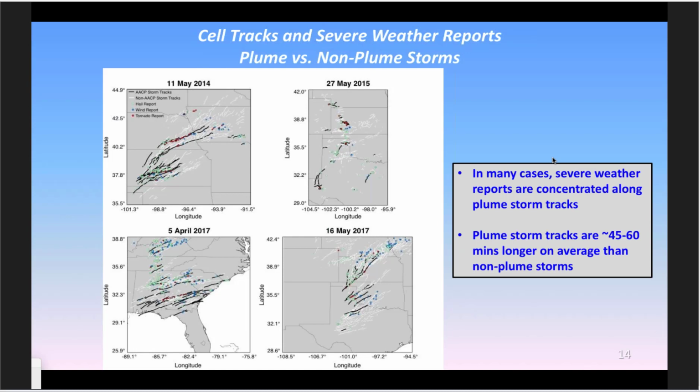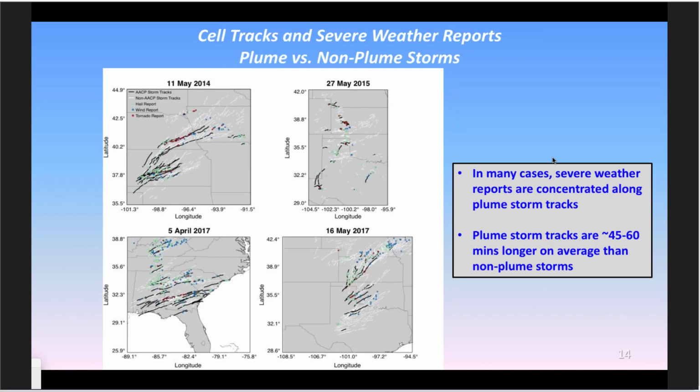Here's an example of some storm tracks just from our various days, 4 days during our study period here. The black lines are the plume storm tracks, and the white lines are just ordinary thunderstorms, we'll call them. And then we superimpose the severe weather reports on top of that. And you see that in many cases the severe weather reports are concentrated along our plume storm tracks. We had no idea what the severe weather report distribution was when we were doing our analysis. It was completely blind to us.